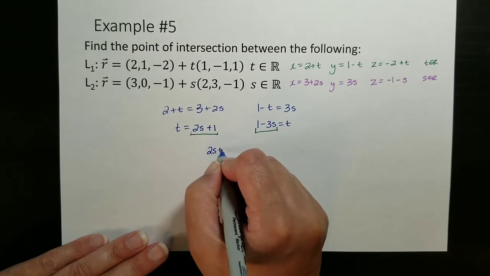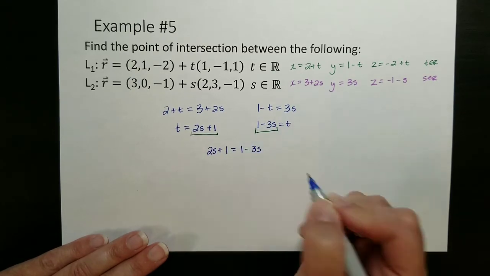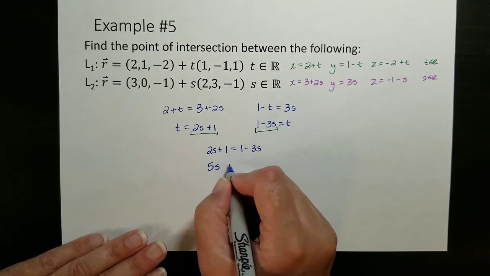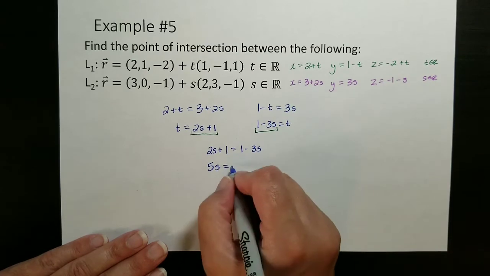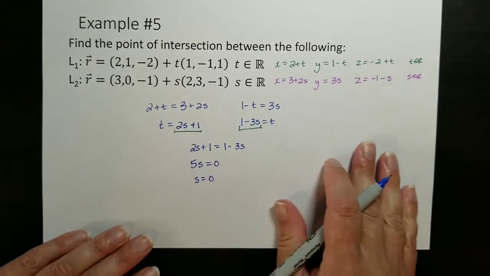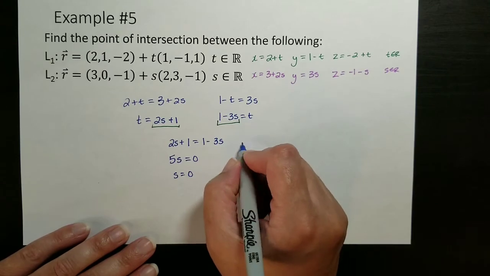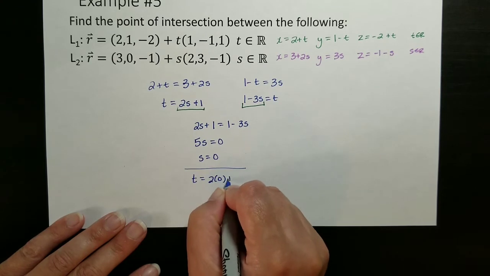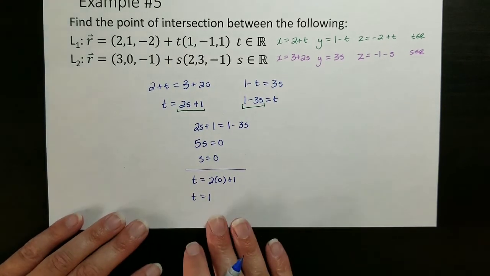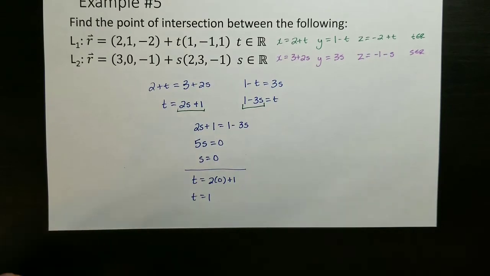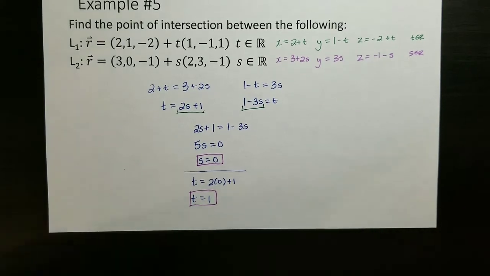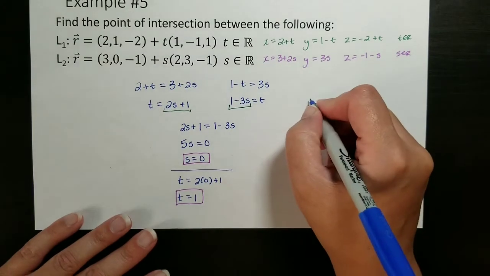So 2s plus 1 equals 1 minus 3s. Here I would get 5s equals 0. So s equals 0. And then t equals 2 times 0 plus 1, t equals 1. So here I got parameters of s equals 0 and t equals 1, and that would give me the same x and y value on both of these lines. And then we'll check our z's.